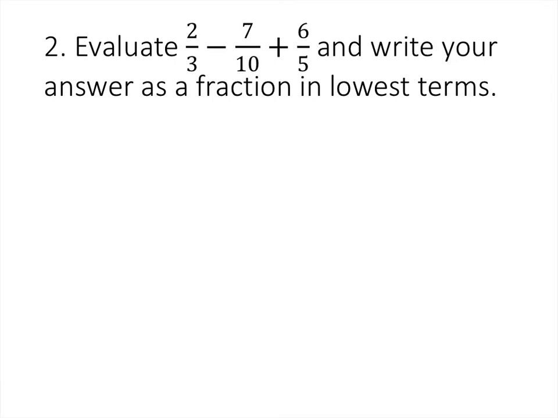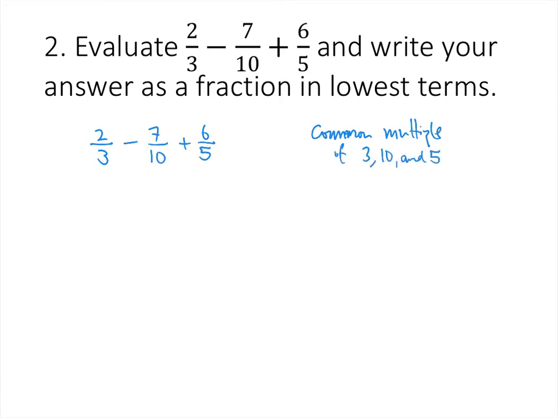For the next question, we're doing some fraction arithmetic. So we want to evaluate 2/3 minus 7/10 plus 6/5 and write our answer as a fraction in lowest terms. So what we have to remember here is that when we want to add or subtract fractions, we need to find a common denominator. So we have to find a common multiple of those bottom numbers, of 3, 10, and 5.